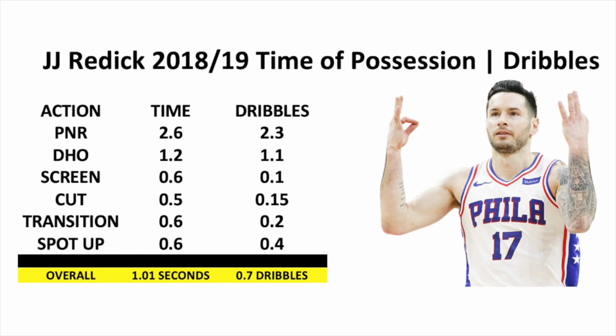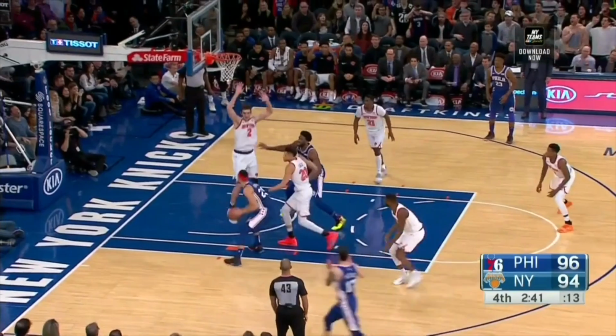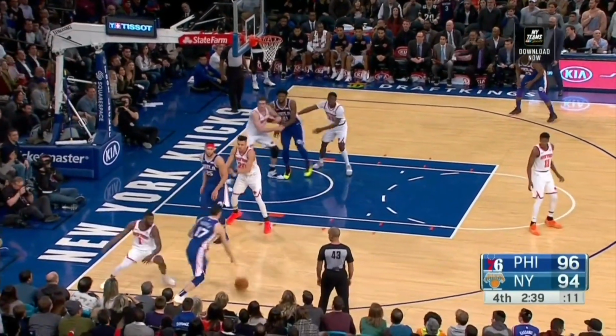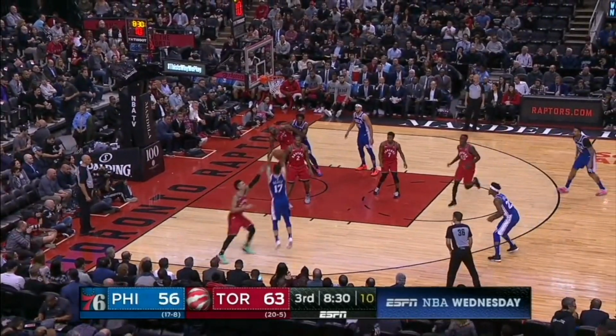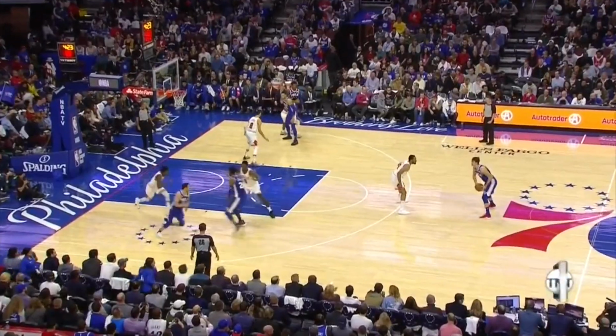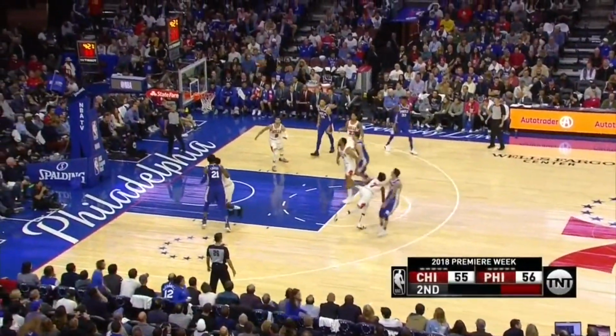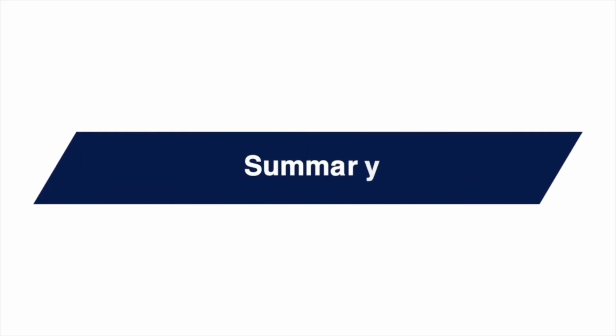Even with his highest categories of pick and roll and dribble handoff were still less than 3 seconds and only 2.3 dribbles and 1.1 dribbles. That's outrageous. That's making decisions efficiently. And think about it this way. As a defender, if you had to guard that, you had on average 1 second to make sure that you're closing out and contesting his jump shot. That means if you get hit by a screen and you're a second behind him, the ball's already going to the basket.